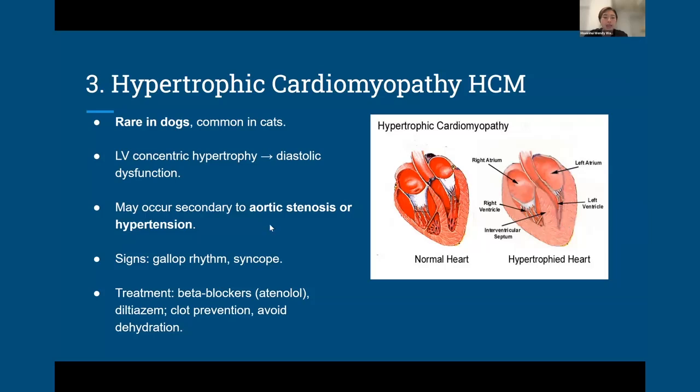It can happen secondary to aortic stenosis or hypertension. The signs that we see are often syncope and gallop rhythm. Treatment is going to be beta blockers such as atenolol, clot prevention by clopidogrel, and avoiding dehydration. So that is just a very, very brief overview.